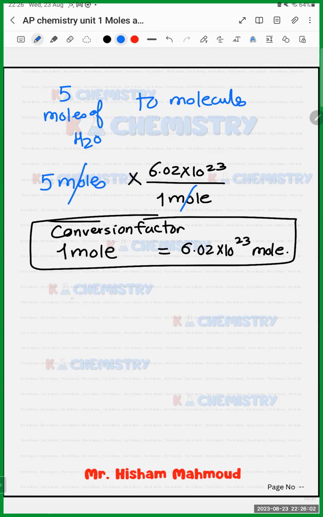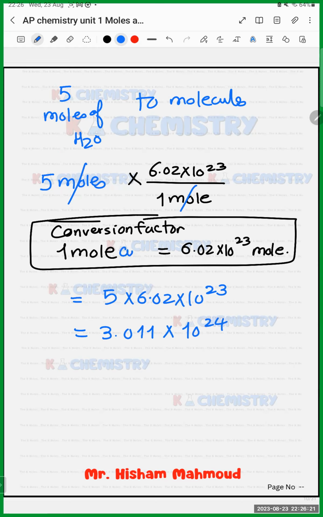So just multiply the 5 multiplied by 6.02 multiplied by 10 to the power of 23, and you are going to get 3.011 multiplied 10 to the power of 24, and the unit comes out automatically. This is 1 mole, and this is 1 molecule. So here molecule comes out automatically. This is the best thing about this conversion.